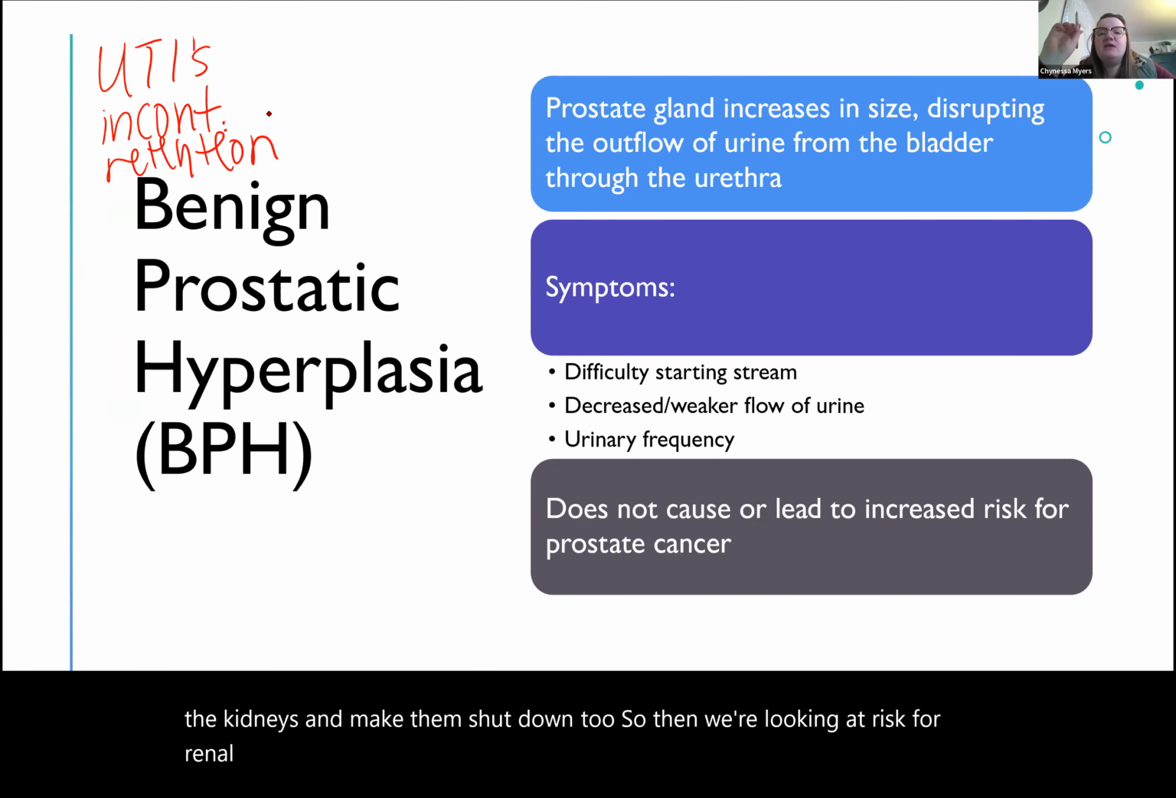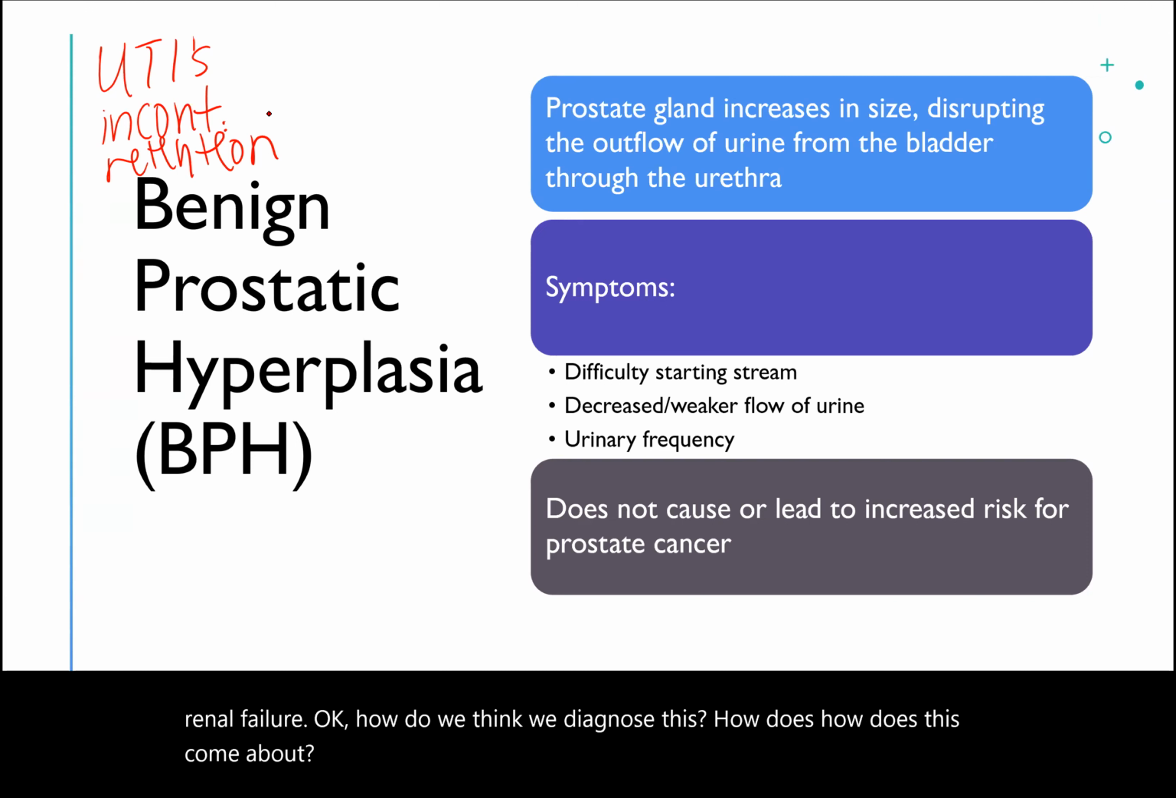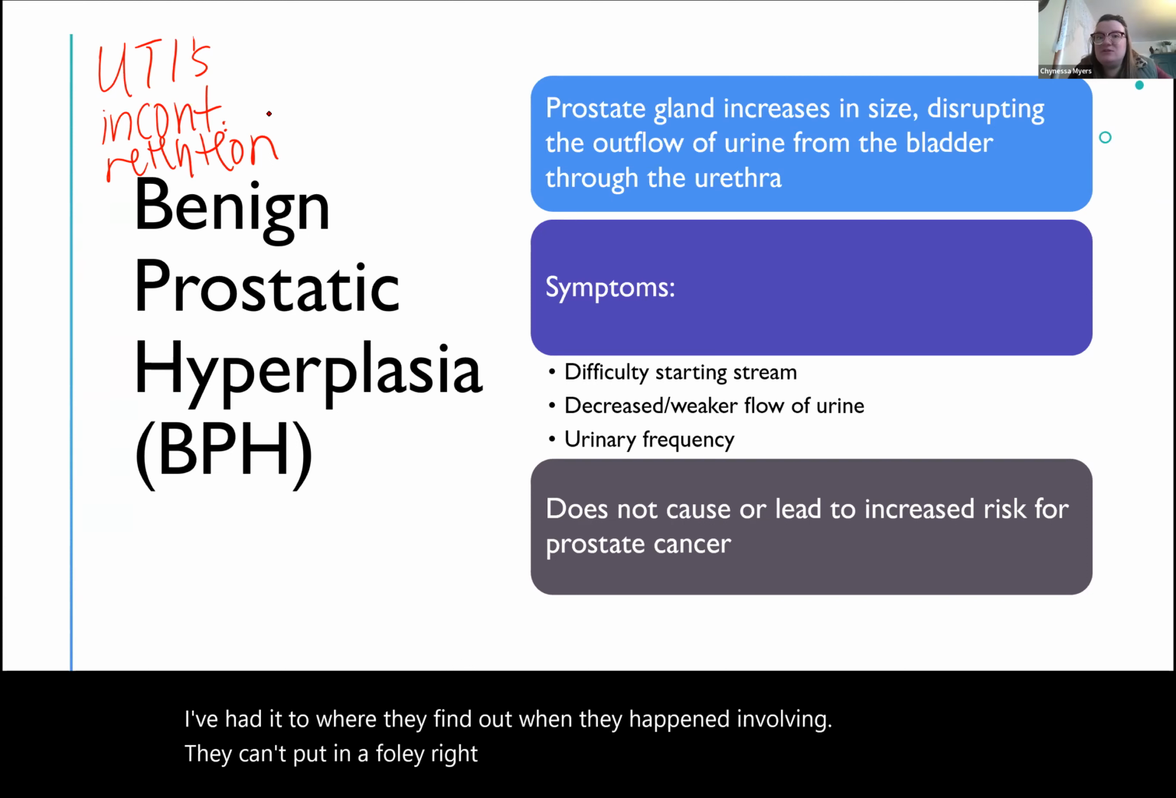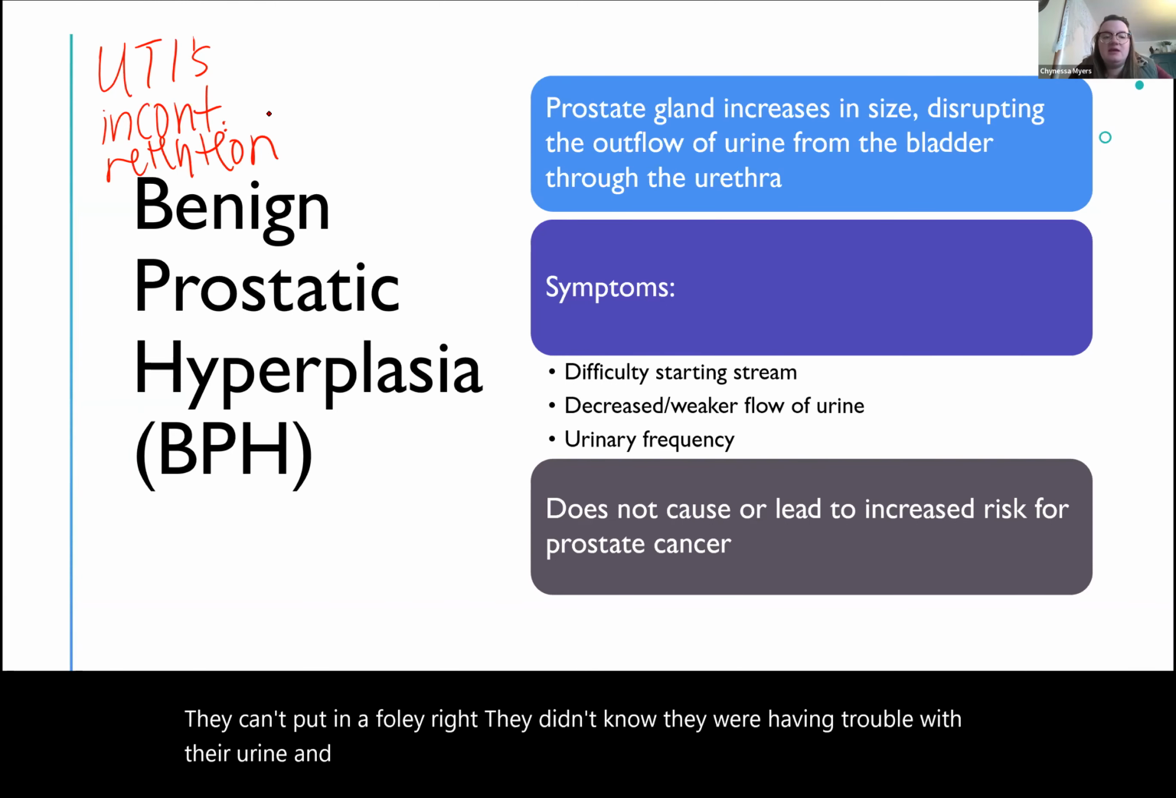Okay. How do we think we diagnose this? How does this come about? I've had it to where they find out when they're trying to put in a Foley and they can't. They can't put in a Foley, right? They didn't know they were having trouble with their urine and they can't put in that Foley because it's too big. Okay.